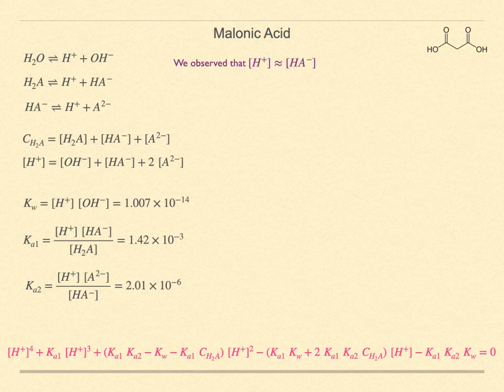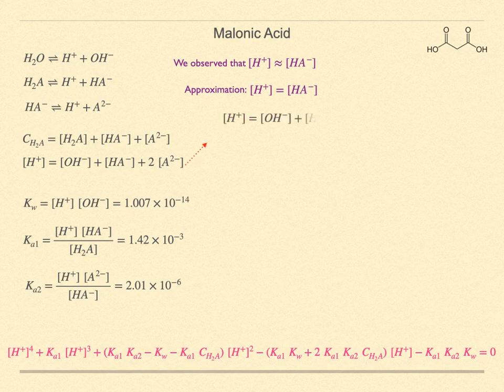In the course of that, however, we observed that the hydronium ion concentration was very close to the same as the singly ionized form of the acid. So we made an approximation that the two are equal. What are the implications of that approximation? How will they change the equations we have to work with?